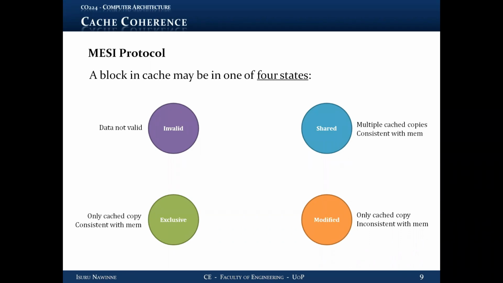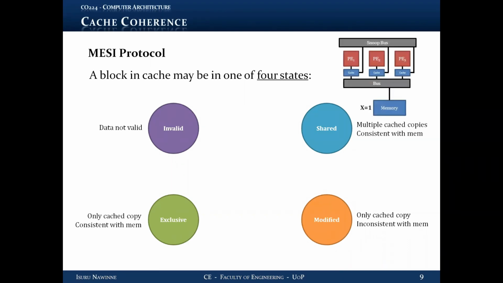Valid or invalid, they don't have a copy of this block, right? Okay, so these are the 4 states defined in the MESI protocol. Let's take an example and see how these state transitions can happen. For our example, we'll use the same system as previously.